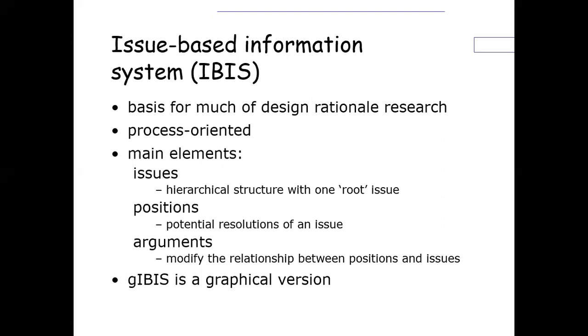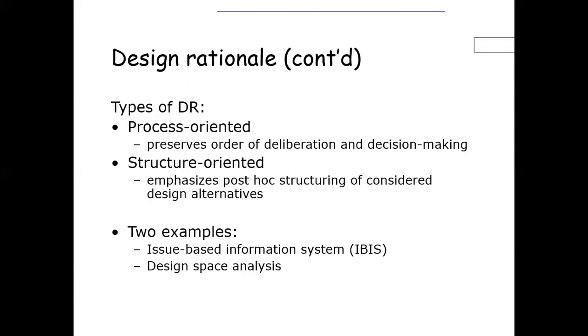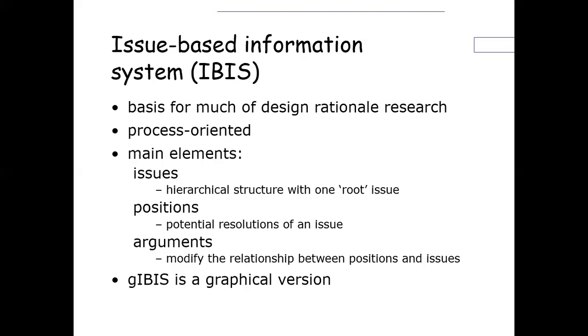Let us see the example for process-oriented design rationale, that is issue-based information system. Issue-based information system is the example for process-oriented design rationale. And another one is design space analysis. It is the example for structure-oriented design rationale. So let us see the issue-based information system.